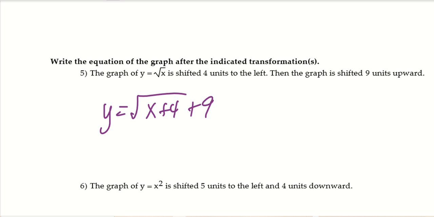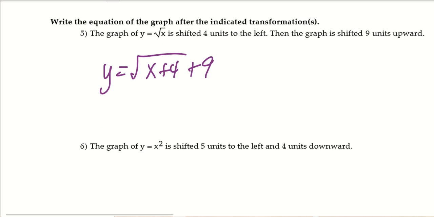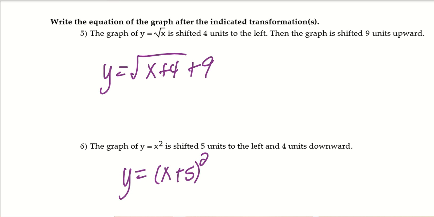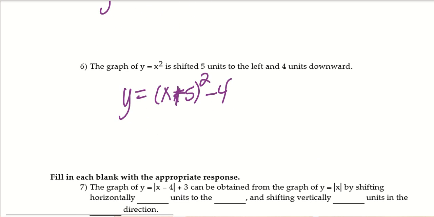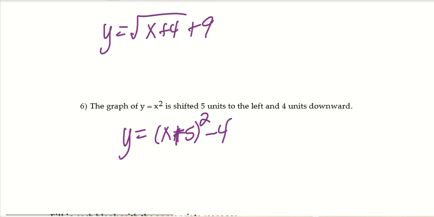The graph of y equals x squared is shifted 5 units to the left and 4 units downward. So y equals parentheses x plus 5, squared, and then minus 4. Something like that. Okay.